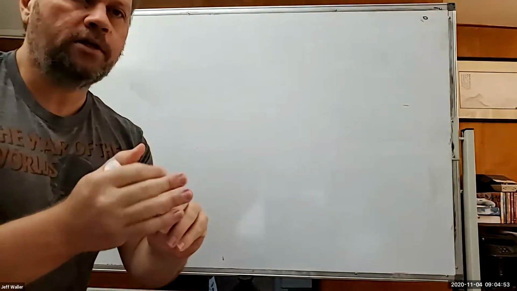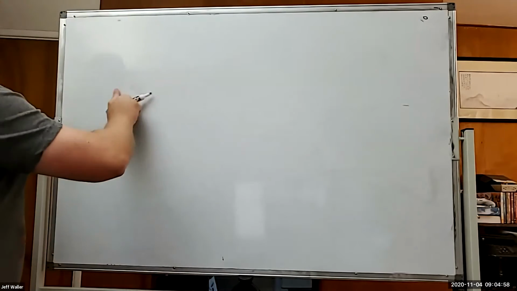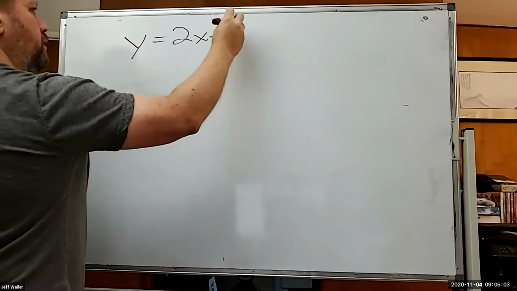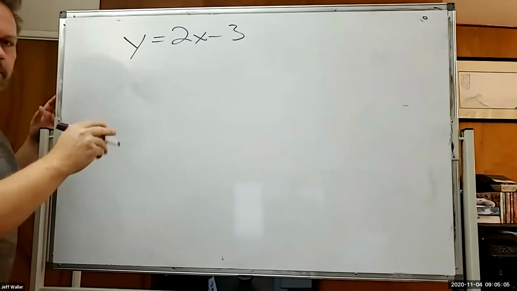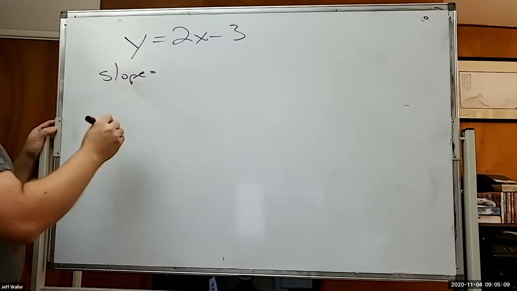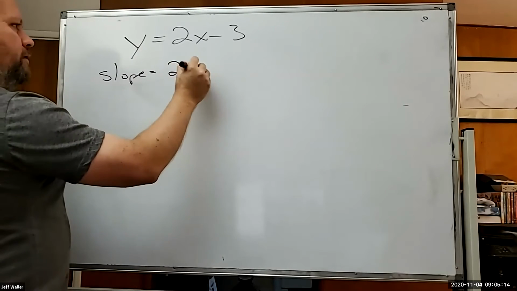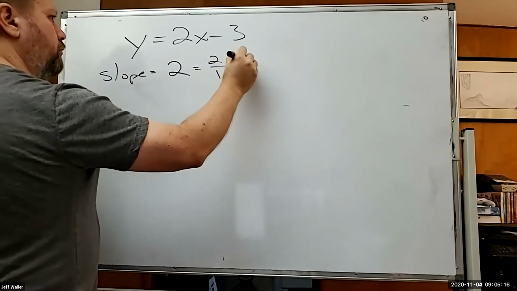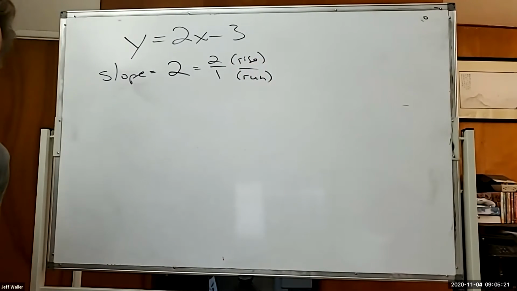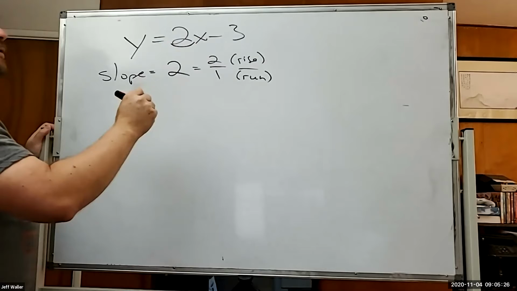And I want to start with something we haven't done yet. Can somebody tell me, for this equation here, can somebody tell me what the slope is? 2. Yes. Which means 2 over 1, which means rise 2, run 1. Is everybody with me? Not a big deal. Why? How did he know it was 2?